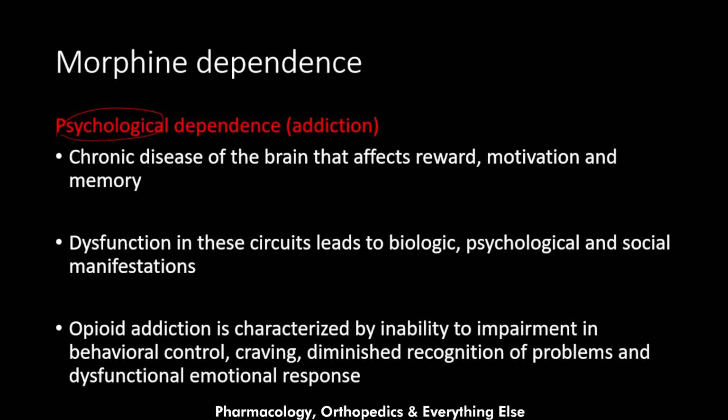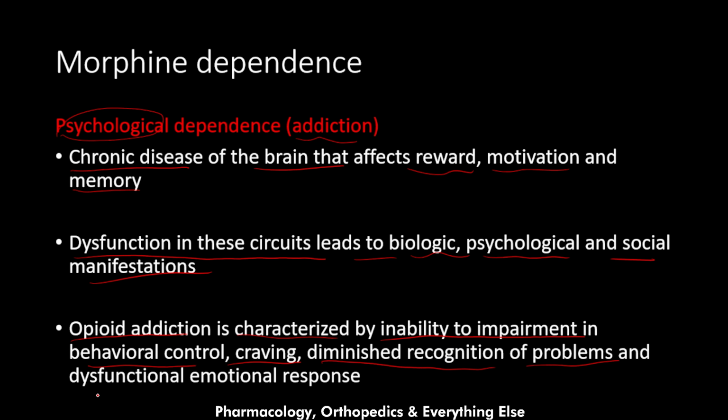The other type of dependence is the psychological dependence. It is more commonly known as addiction, which is morphine addiction. It is a chronic disease of the brain that affects reward, motivation, and memory. There is dysfunction in these circuits, which leads to biologic, psychological, and social manifestations. Morphine addiction and opioid addiction in general is characterized by impairment in behavioral control, cravings, diminished recognition of problems, and dysfunctional emotional responses.